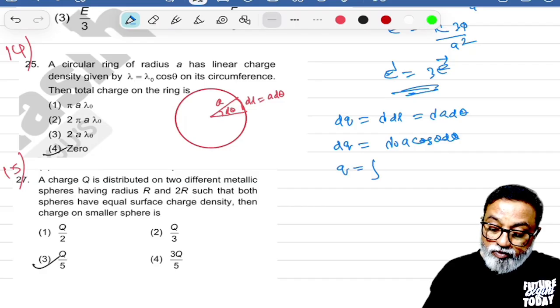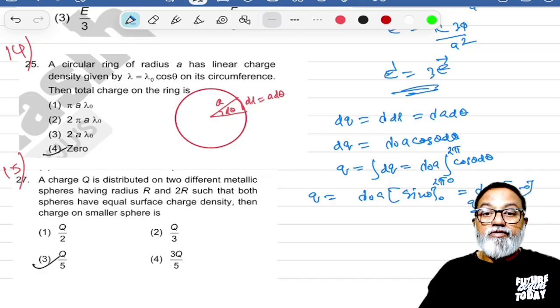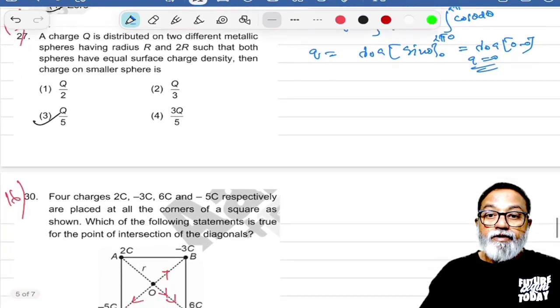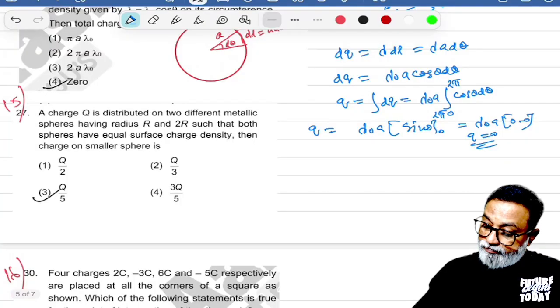Therefore total charge is equal to integral dq. Therefore lambda naught A, a constant, times integral cos theta d theta from 0 to 2 pi. Therefore Q is equal to lambda naught A into integral cos theta d theta, which is sin theta from 0 to 2 pi. This becomes lambda naught A into sin 360 minus 0. Therefore Q is equal to 0.